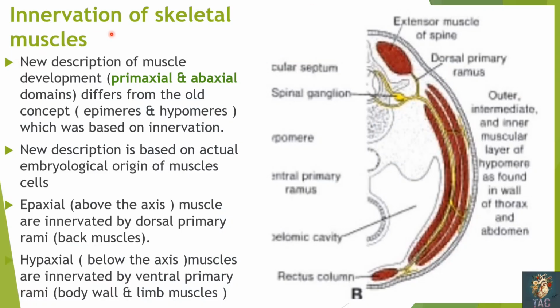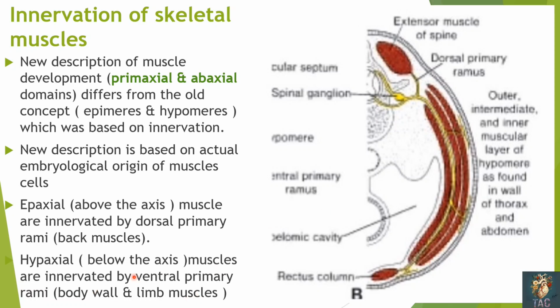Innervation, again, is very important. The new description of the muscle development, whether primaxial and abaxial, is different from the old concept, the epimere and the hypomere, which was based on the innervation. The new description is based on the actual embryological origin of the muscle. Epaxial means above the axis, muscles that are innervated by the dorsal primary rami. So here in this case, you can say this is the dorsal primary rami, and this is supplying the extensor muscle. These muscles are called the epaxial. The muscles which are supplied by the ventral primary rami are called hypaxial, or below the axis.